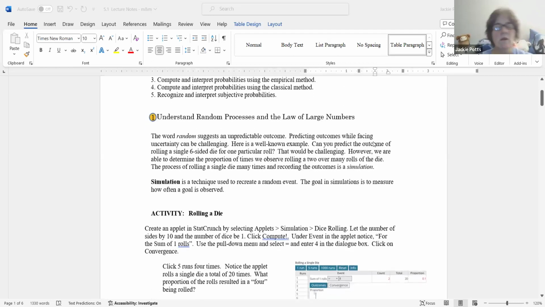Well, the first thing we're going to talk about is the law of large numbers. And this is what we have found, that the larger the sample, the closer we get to the true probability.